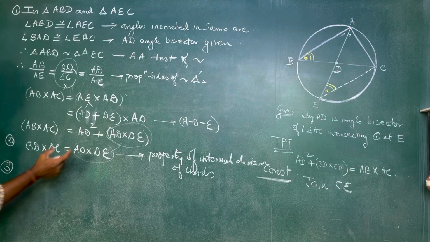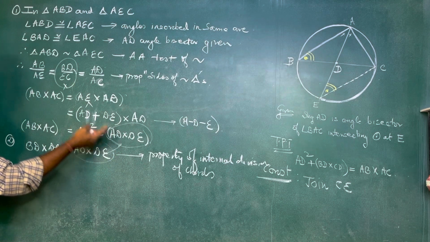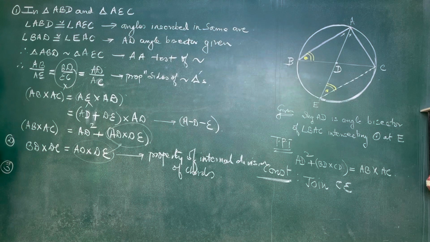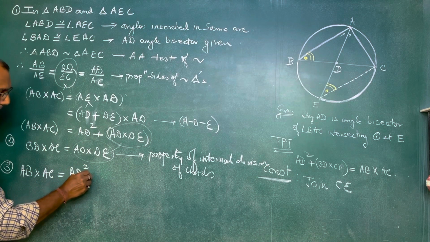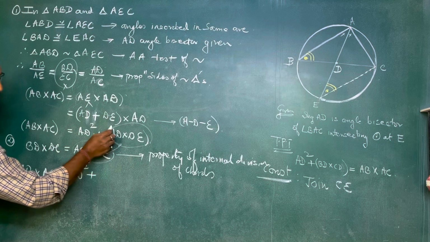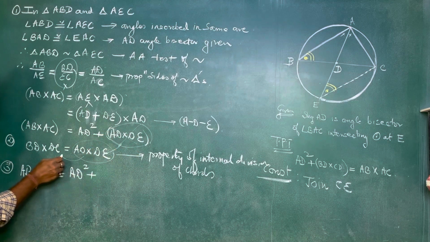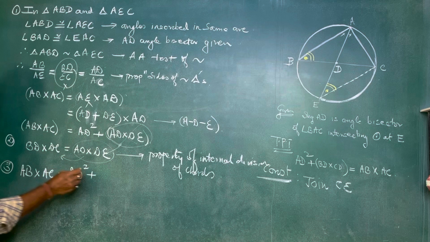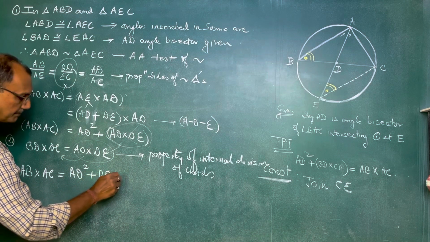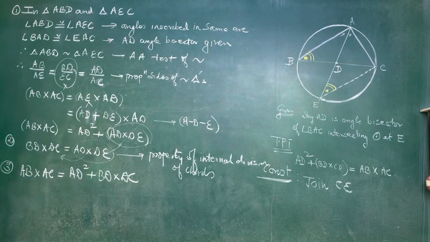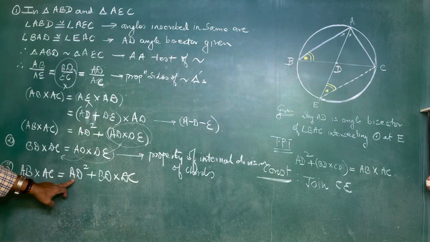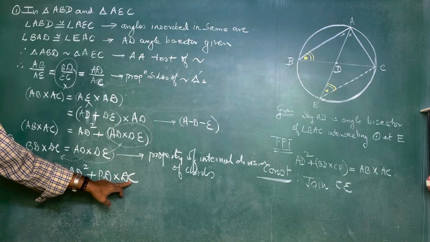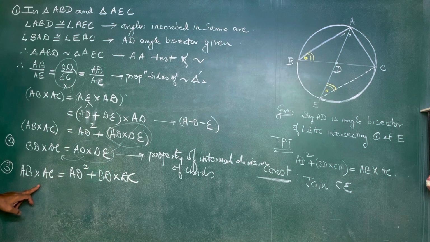So I am substituting the value of AD into DE in my statement number 1. That gives me AB multiplied by AC is equal to AD square plus, instead of writing this, we are supposed to put this value of AD into DE. What is that? BD multiplied by DC. This gives me what is required to prove. Just see that AD square plus BD into CD is equal to AB into AC. Thank you.